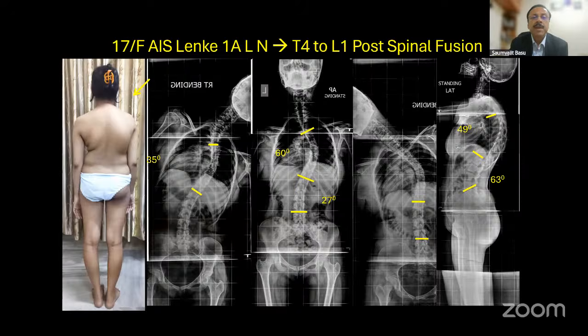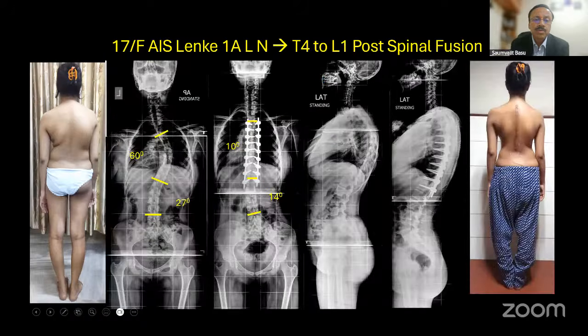This is a 17 female Lenke 1AL. That means if you see L4 is tilted to the left, not to the right. And so we went T4 to L1. This is the postoperative X-ray, and you can show a very good correction.